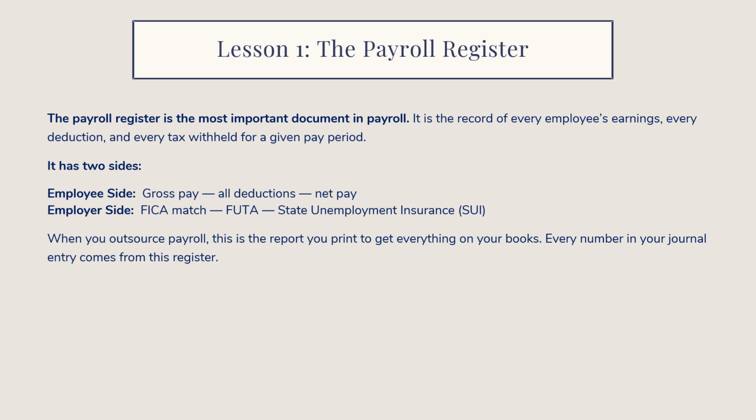When you outsource payroll, this is the report that you print so that you can get everything on your books. Every number in your journal entry comes from this register.